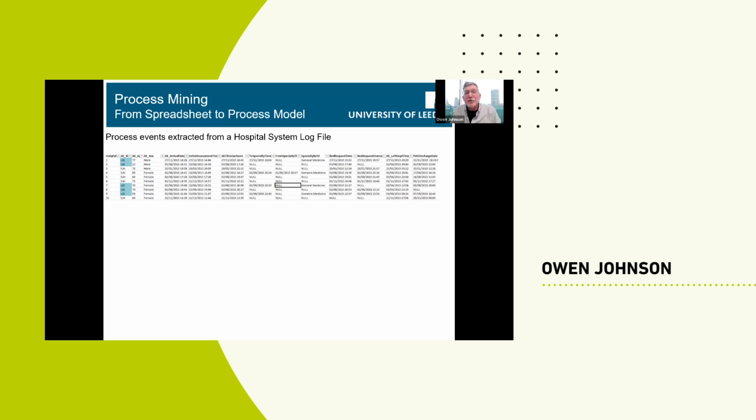Okay, if I was trying to process mine this, I would label each of the things, each of the columns that's got a time. And in this case, A, B, C, D, E, F, G, H, I. So there we are.